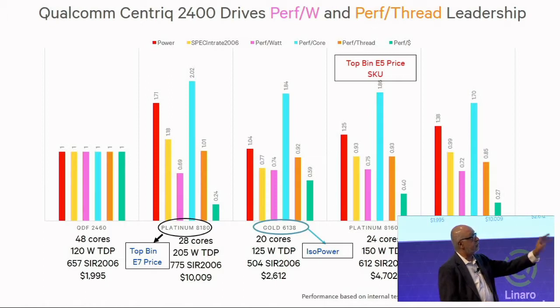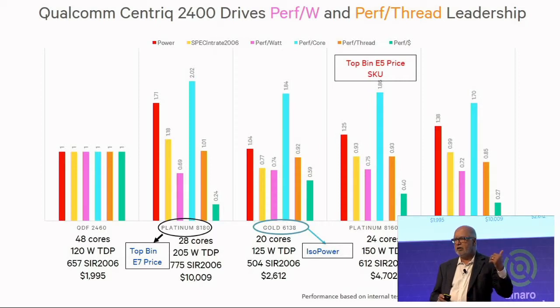Then I said, let's take their top E5. They used to have this E5, E7. E5 was their family of two-socket processors. E7 was the four-socket. And the E5's top price point was about $4,000, $4,700 or something like that. With Skylake, they went to this silver, gold, platinum, and it can get very confusing.